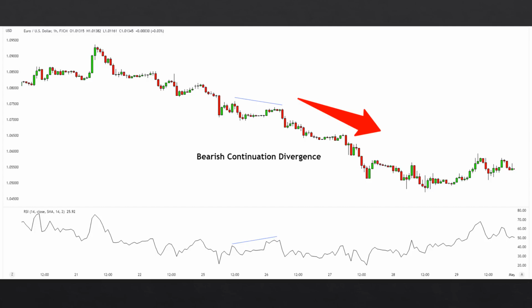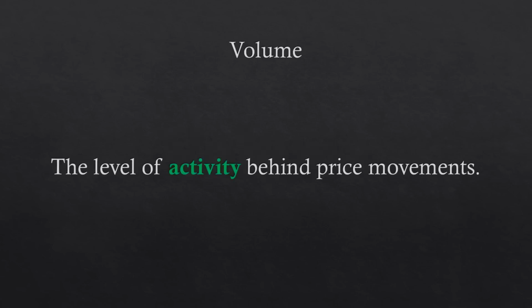Another way of measuring the implicit force behind price is through market volume. Volume is similar to momentum in a way. It measures the level of market activity. I say that it is similar to momentum because sometimes a price movement will appear to be strong, but there is not enough volume behind it to sustain the price movement. Like momentum divergence, that is an indication that a price reversal might be underway.